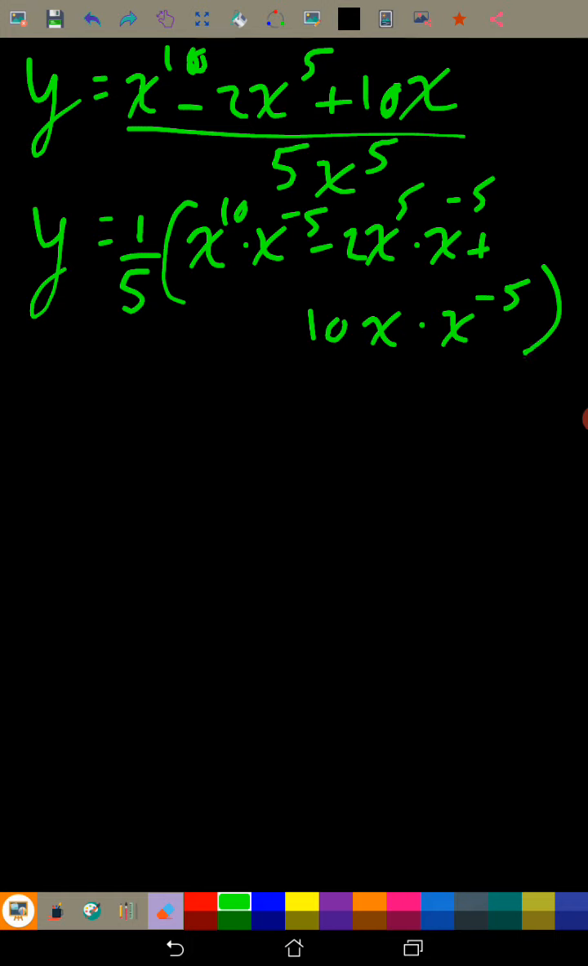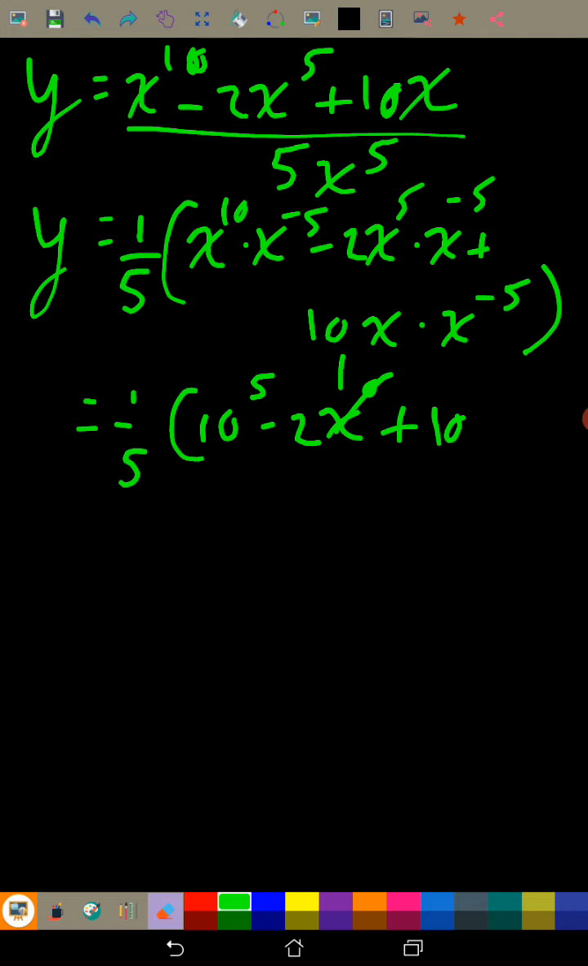I'm thinking that this can be simplified, of course. So 10 minus 5, it's 5. We have minus 2 here. 5 minus 5 is 0, so x to the power 0 is 1. Then minus 2 plus 10. 1 minus 5, it's going to be minus 4 then. Okay, I end up with this.